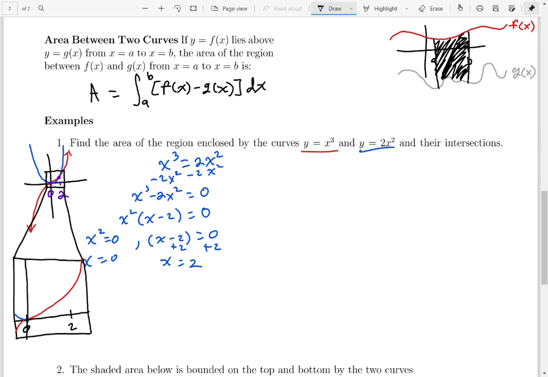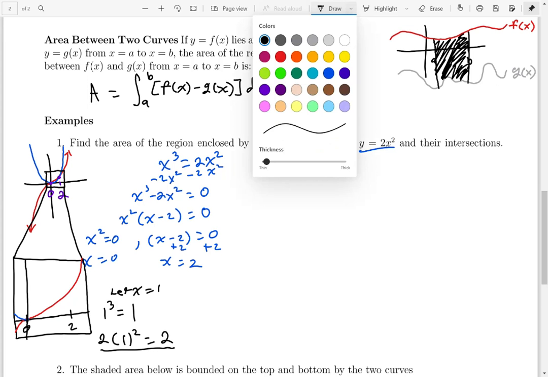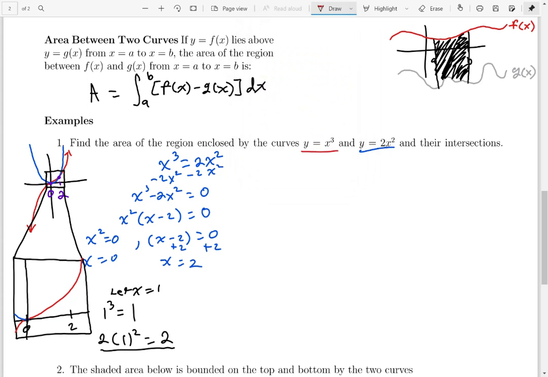Well, I'm going to pick a value between 0 and 2, and I'm going to plug it into both of these equations. So let's let x equal 1. Well, then if I let x equal 1 and I plug it into my equations, that's going to give me 1 cubed is equal to 1, and 2 times 1 squared is equal to 2. Recognize that at this point I'm actually seeing that 2 times x squared is bigger than x cubed, and so a little bit off, I'm going to correct it.